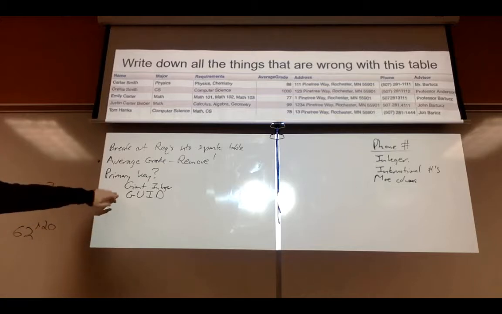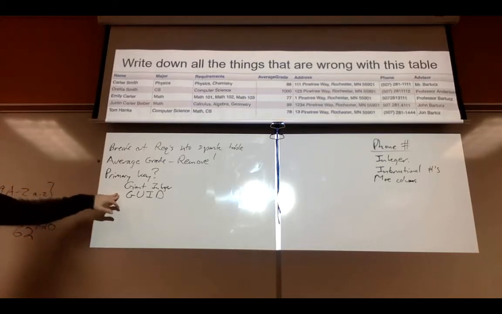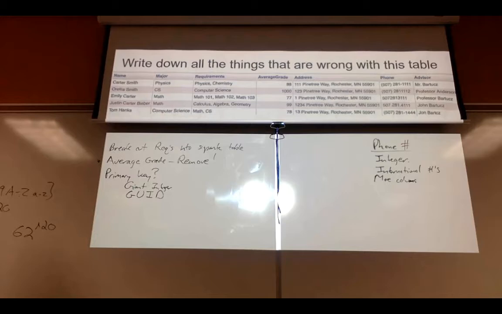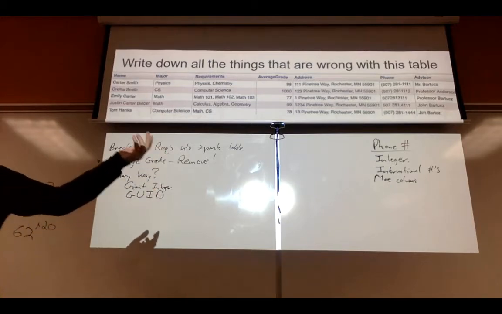So you could do that, right? There are algorithms to come up with guaranteed unique IDs that will never conflict. What do you guys use?